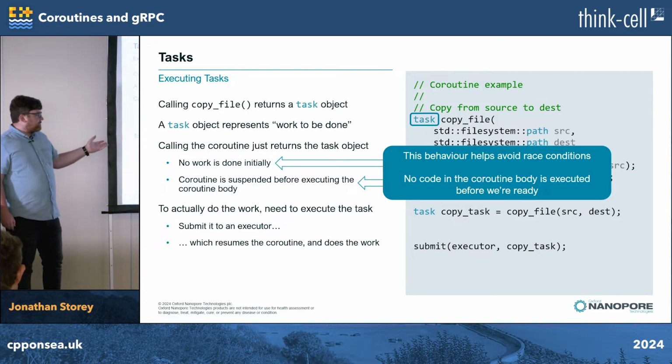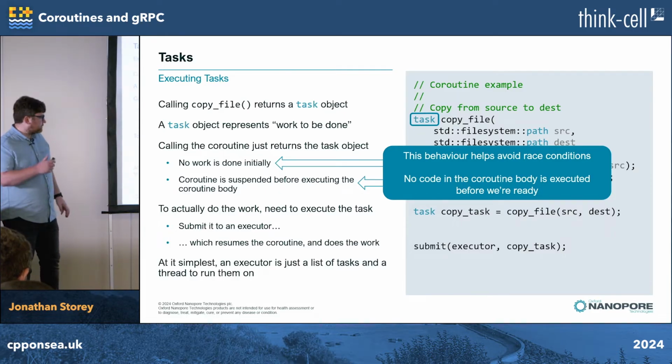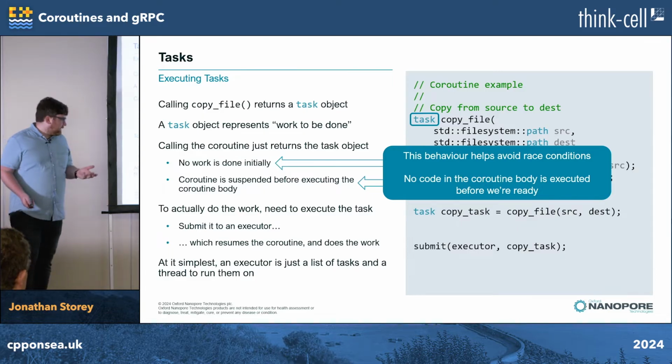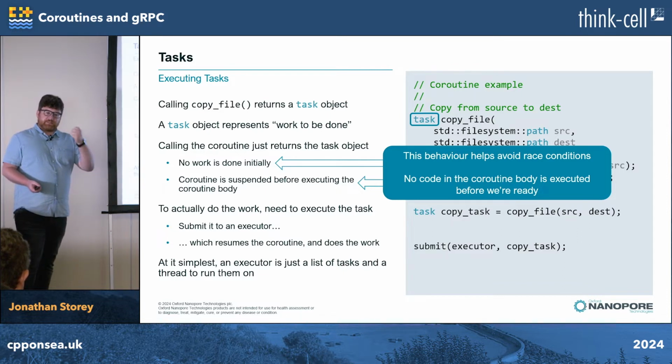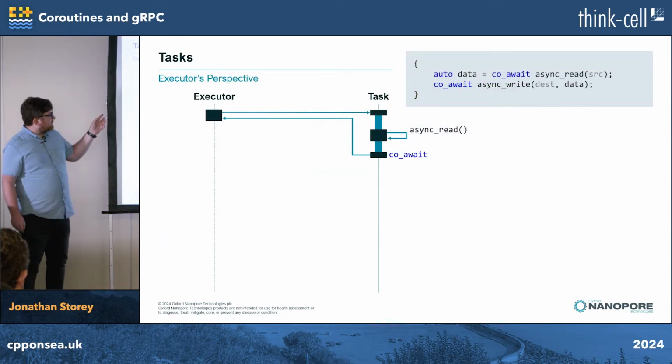The executor resumes the coroutine and does some work. And then when your async function completes, the task is again posted to the executor, which resumes it, and it picks up from where it left off and does the next bit of work. And at its simplest, an executor is just a list of tasks and a thread to run. And so the thread pulls a task from the list, resumes the task, pulls the next task from the list, resumes the task. So this is what it looks like from the executor's perspective.